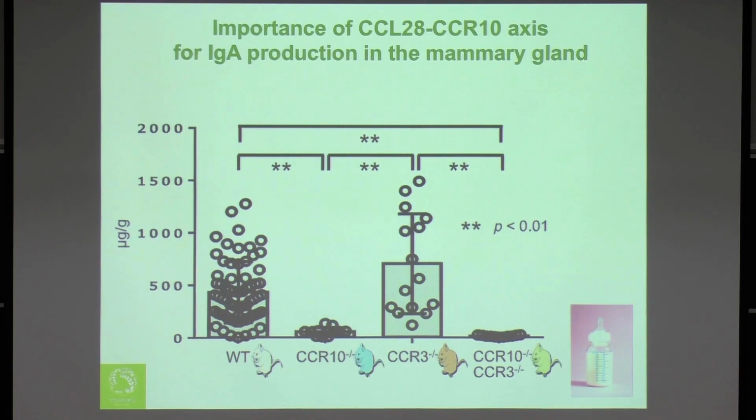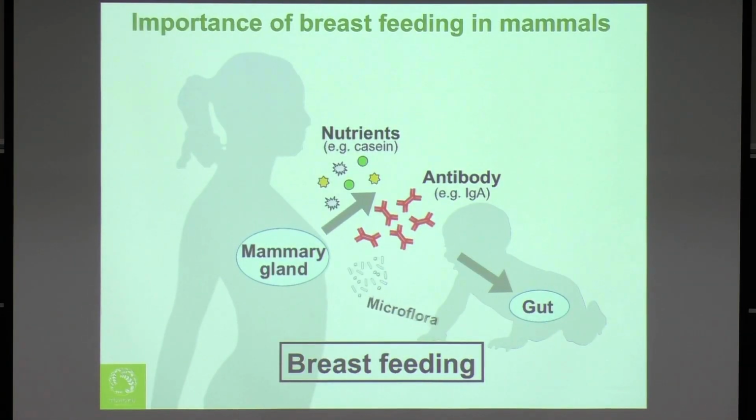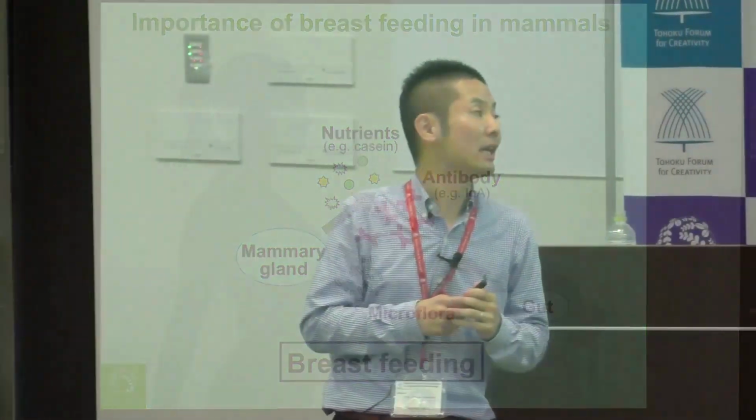So now I would like to change gears a little bit to talk about the microflora in the mammary gland. Because, as I mentioned, in the mucosal tissues we believe that both the immunological and microbiological environment are very important to protect from infectious diseases or infections caused by pathogenic bacteria.